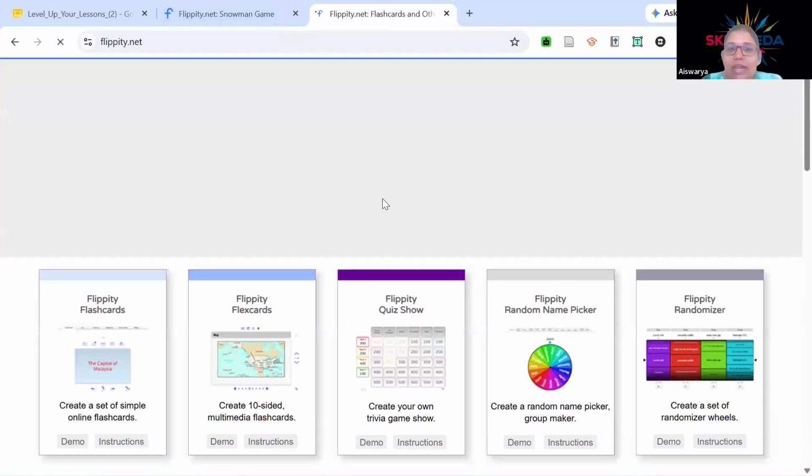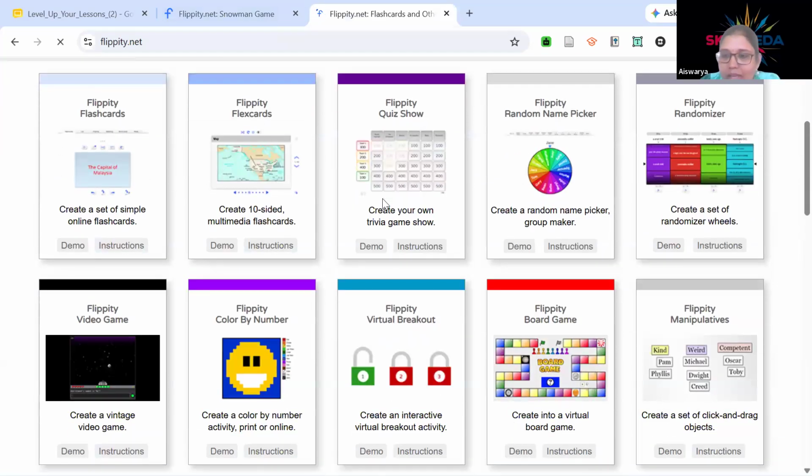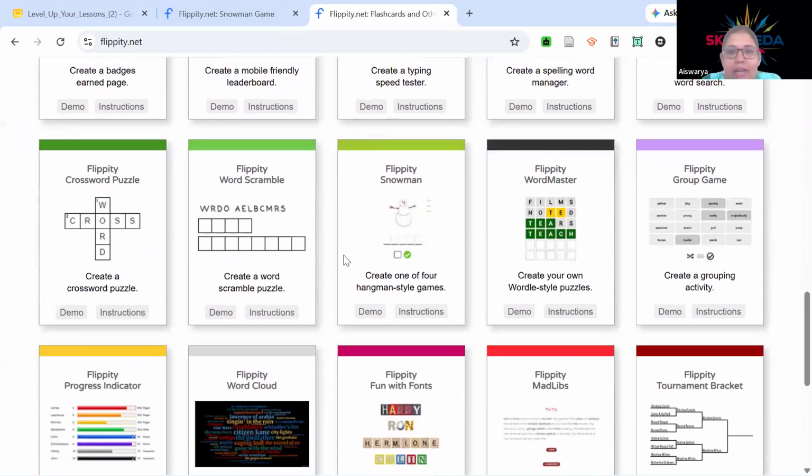The first tool that I'm introducing today is Flippity, flippity.net. In this, you can create a lot of engaging gamified activities.